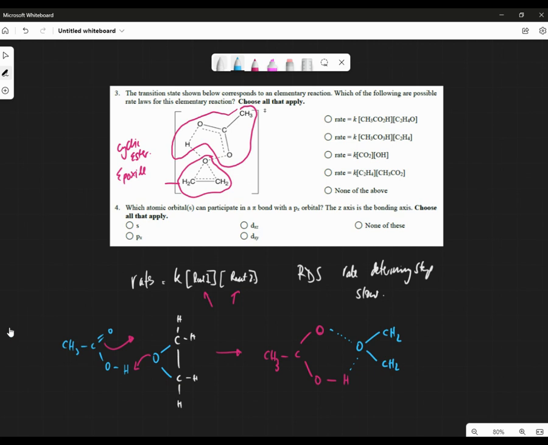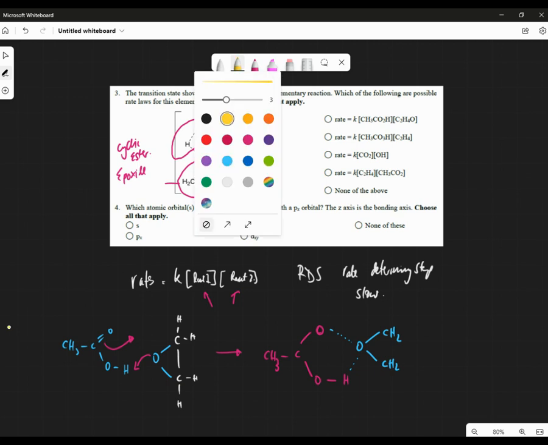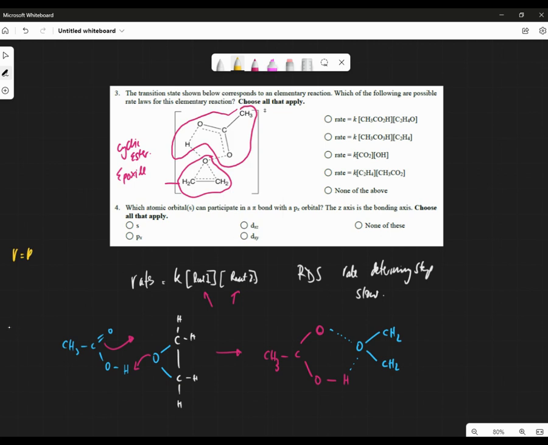So what is the reaction rate then? Well, the rate is equal to some constant, the rate constant, times the concentration of the ethanoic acid, which is CH3CO2H, times the concentration of this epoxide, which is C2H4O. I'm looking at your answers here. So that's one possible rate. So this one is good to go.